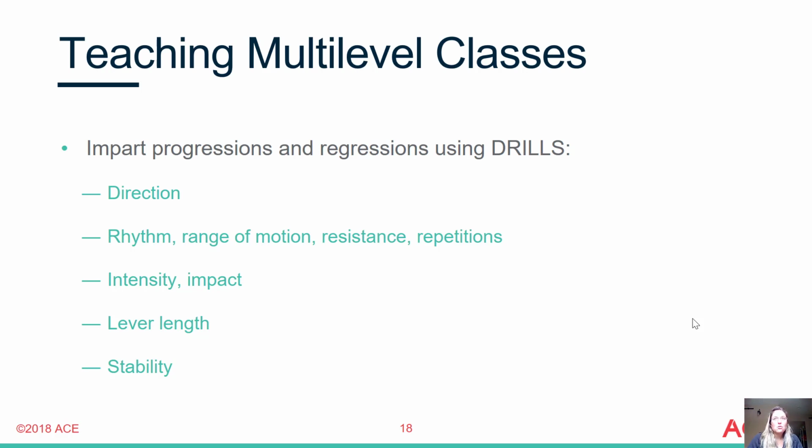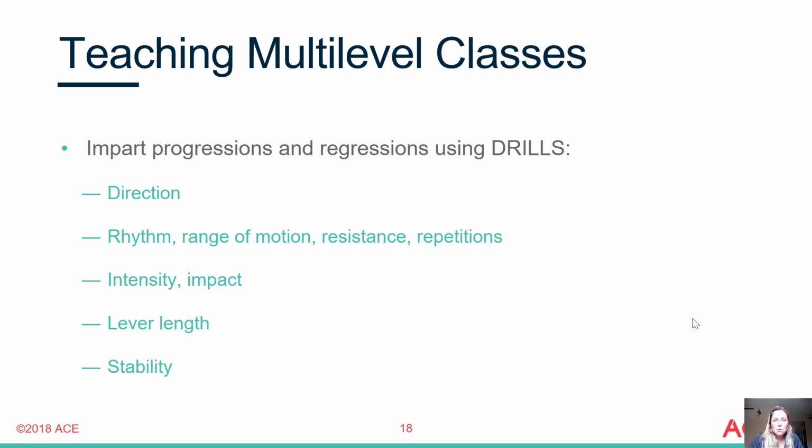So we can always change the direction with which we perform the movement to either make it harder or make it easier. So for example, let's say that I am doing a standard march in place. That's easy, right? But now we could say we're going to march up at a diagonal, march backwards, march up at a diagonal, march back. Just simply adding that direction to the movement can make it a little harder. Or we could look at the rhythm or the range of motion or the amount of resistance you're using or the number of repetitions to either make it harder or make it easier.